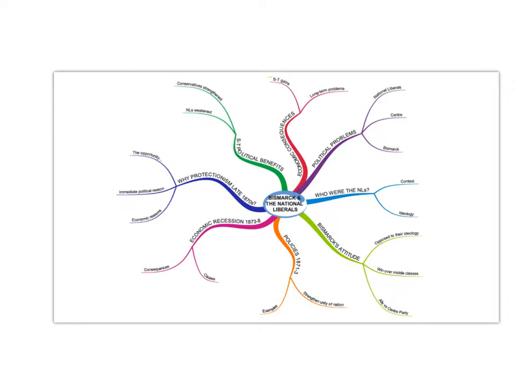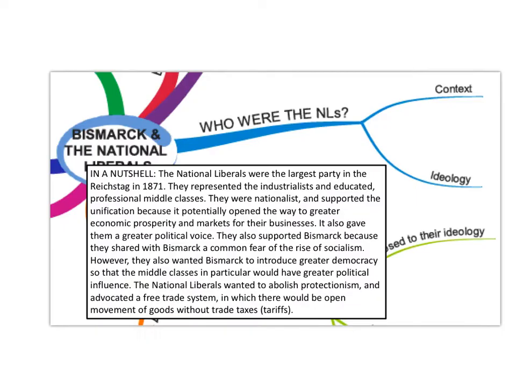Okay, so here we are. We can now start talking about Bismarck and the National Liberals. So there's the usual mind map. We will start there with who were the National Liberals and effectively work our way around in that direction in this video. Okay, so map the key points as we go through. So who were the National Liberals?